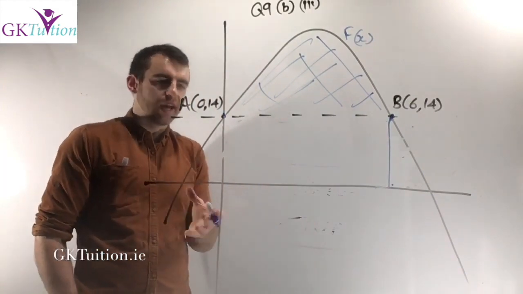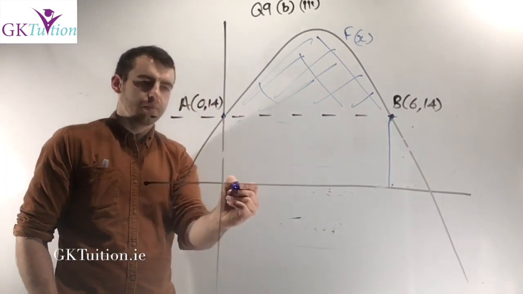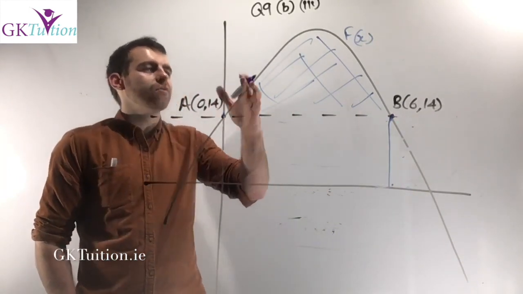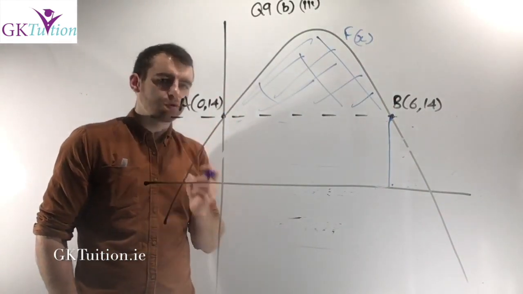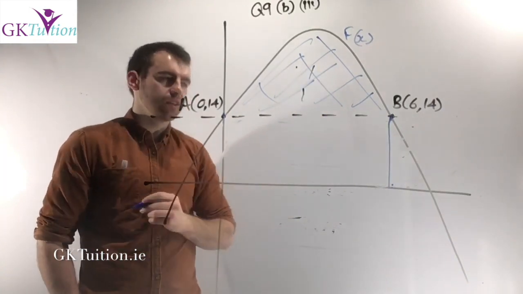Obviously I don't want all of that because I don't want this region in the middle. This bit here is a rectangle, so I don't want to include the area of the rectangle. What I'm going to do is integrate the function and use the limits 6 to 0 and then subtract the area of this rectangle and I'll be left with the shaded region on the top.